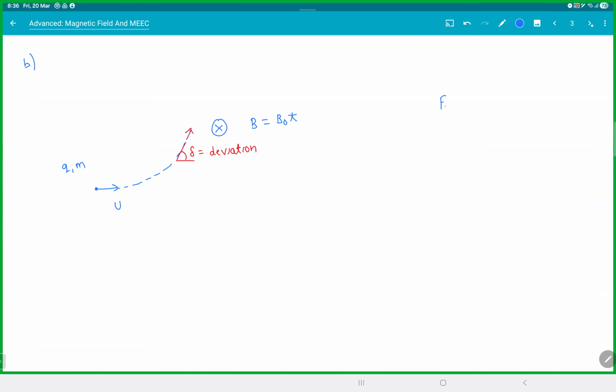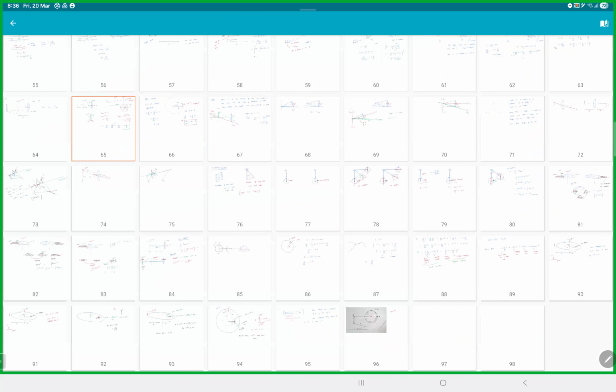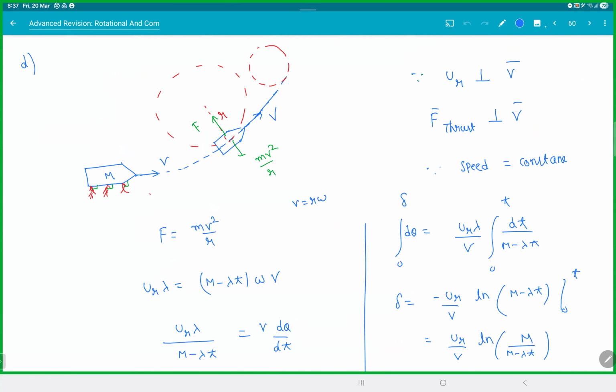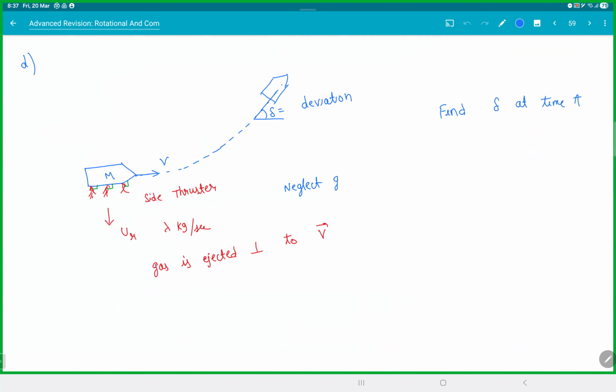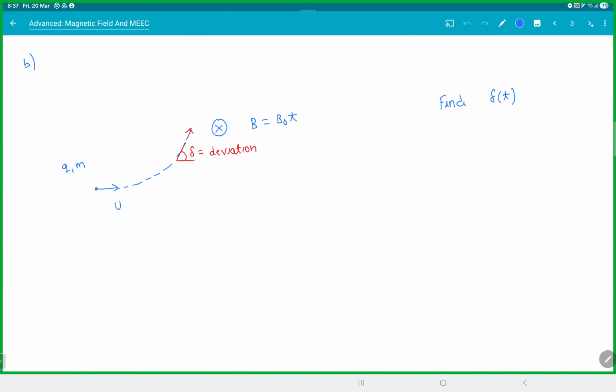So the previous one I'm changing with position. Here I'm changing with time. You know what this question is like? We did it recently, in center of mass, this guy. Remember? The side thruster wala rocket. Something similar. So this and that, they have a lot of similarities.